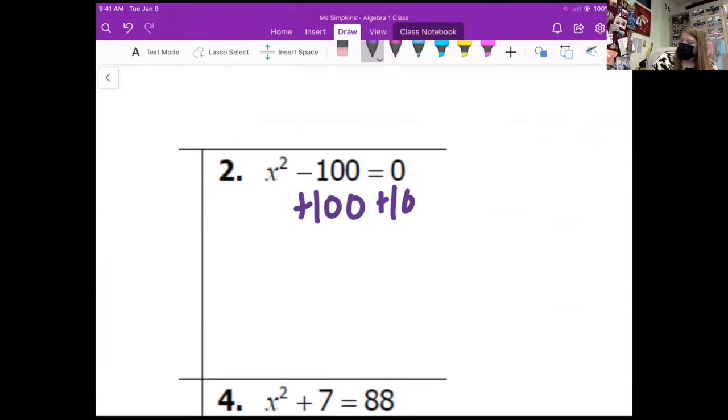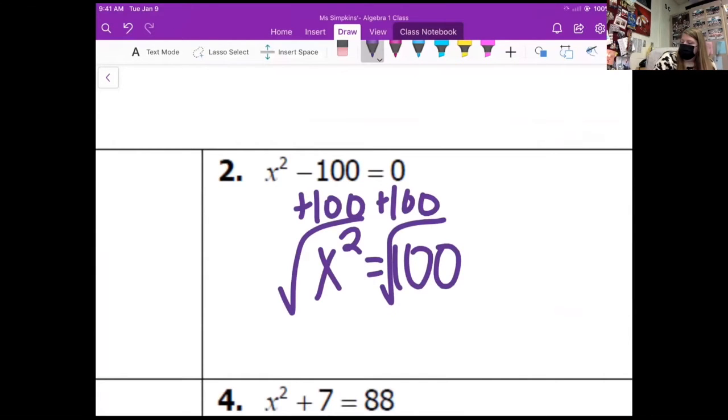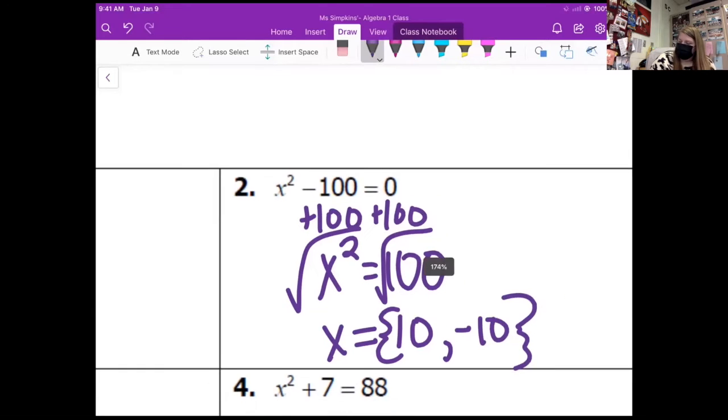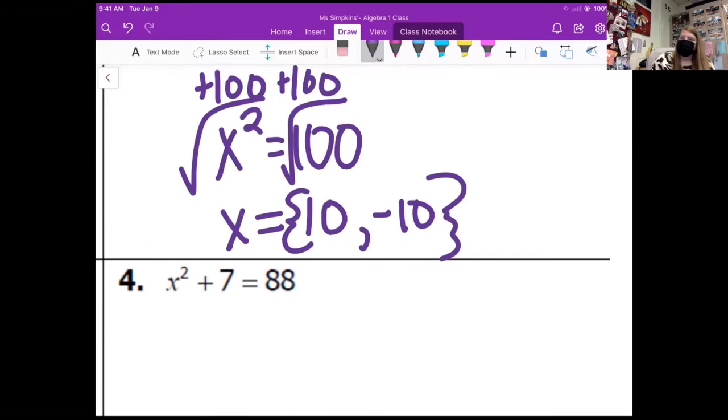So if I add 100 to both sides, I get x squared equals 100. And then I want to take the square root. So x equals, what's the square root of 100? 10 and negative 10. Ooh, that was a good one. All right, I want you to try this next one on your own. X squared plus 7 equals 88.